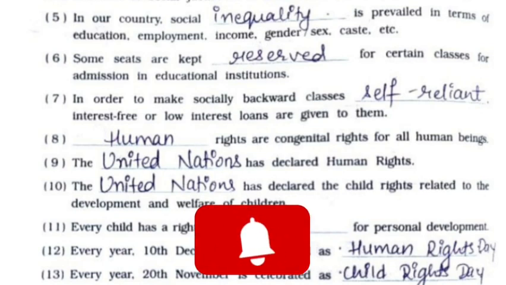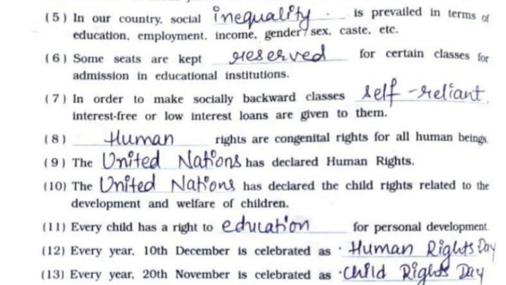Ninth, the United Nations has declared human rights. 10th, the United Nations has declared the child rights related to the development and welfare of children. 11th, every child has a right to education for personal development. 12th, every year 10th December is celebrated as Human Rights Day. 13th, every year 20th November is celebrated as Child Rights Day.